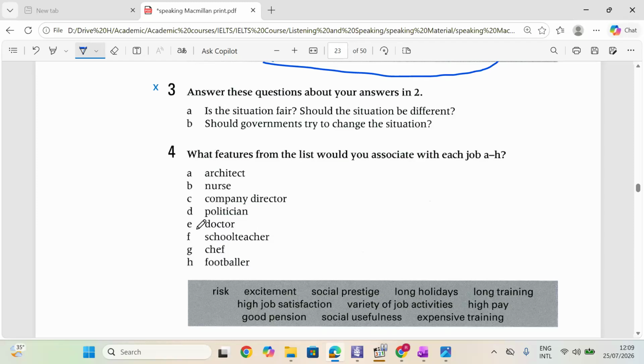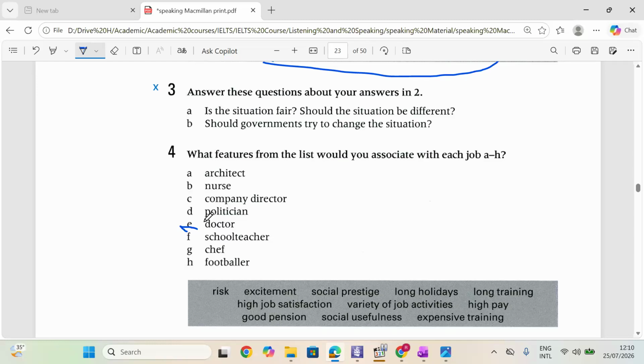For a doctor, for example, what are the features for being a doctor? If you are a doctor, would you take long holidays? I don't think so. No. For being a doctor, you need long training. You will get good salaries, high pay. It's a high paid job, and maybe high job satisfaction. Almost all doctors are satisfied with their jobs.